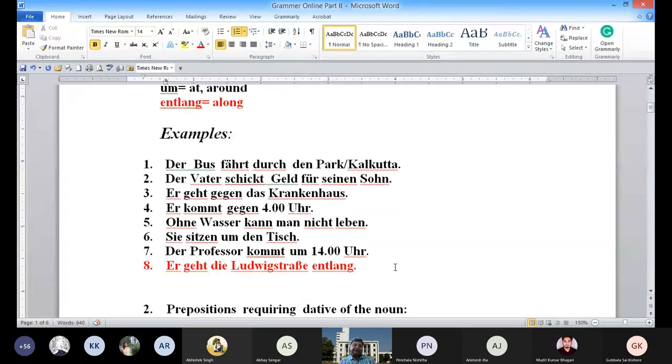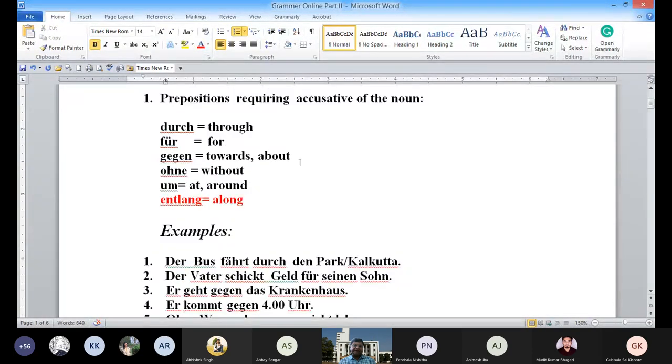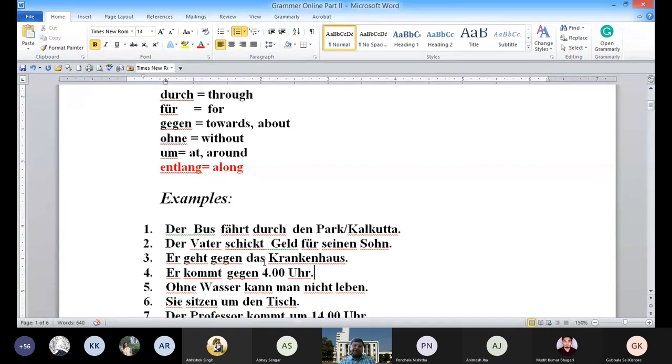Next one is gegen. Gegen means towards. So, er geht gegen das Krankenhaus. What is the meaning of Krankenhaus? Hospital. So somebody is going towards. So er means he, geht goes, he's going toward the hospital. So gegen das, because here Krankenhaus is neuter gender, so das will remain as it is, no change.